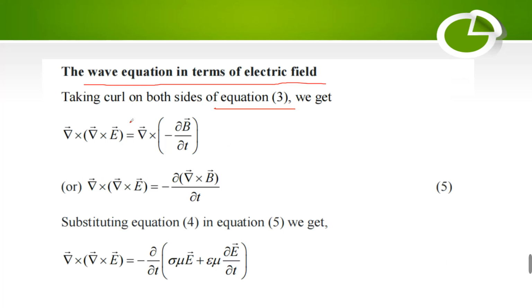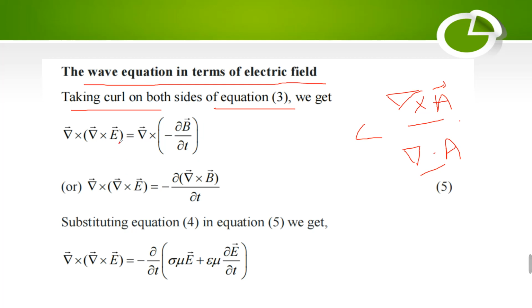In the third equation we are taking the curl. I think we all know what a curl is. Curl is del vector cross A vector, which is the curl of A. Otherwise, if it is del vector dot A vector, it is called the divergence of A. This is the difference between curl and divergence. So taking curl on both sides of equation 3 means del cross E vector is equal to del cross of minus dou B by dou t.